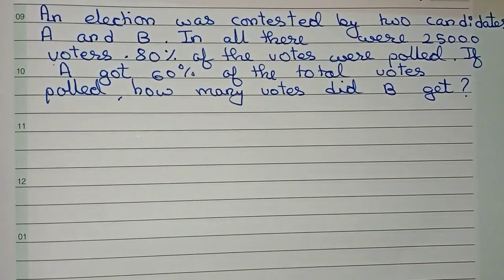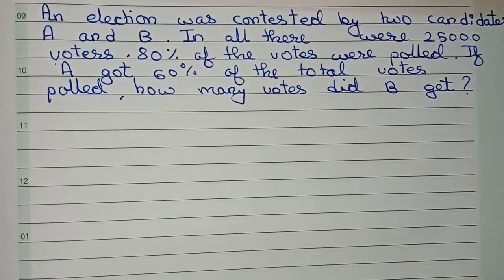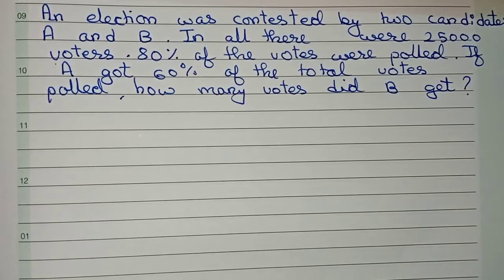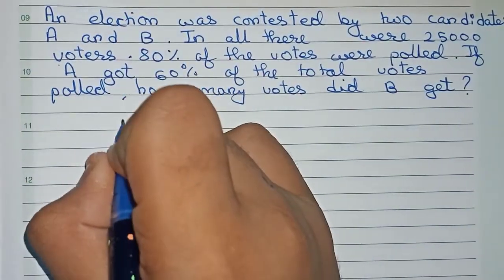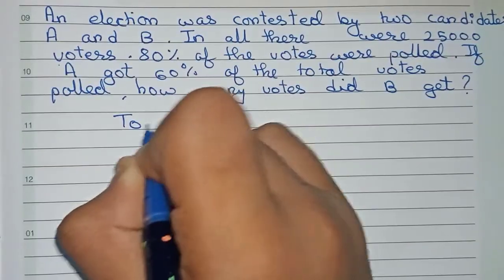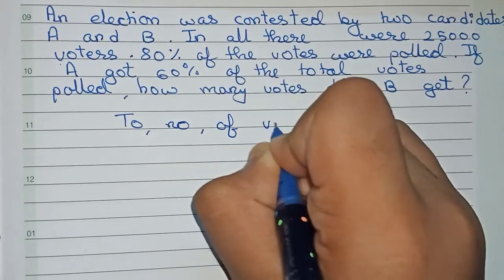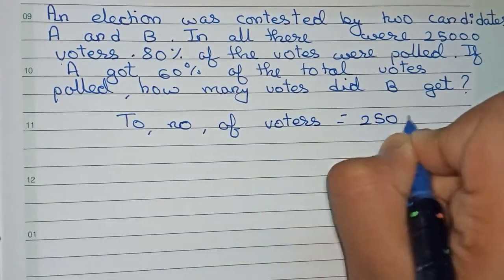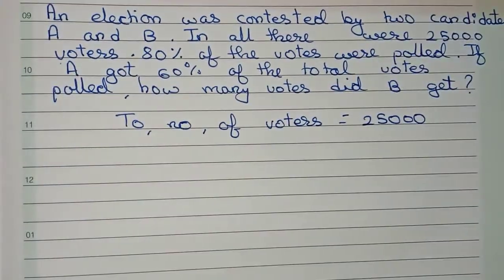That means 20% of the 25,000 people said they did not vote, so their votes cannot be counted. So first you have to cut out 20% from this 25,000. We write the total number of voters equals 25,000, as given. Out of this, 20% of people did not vote.